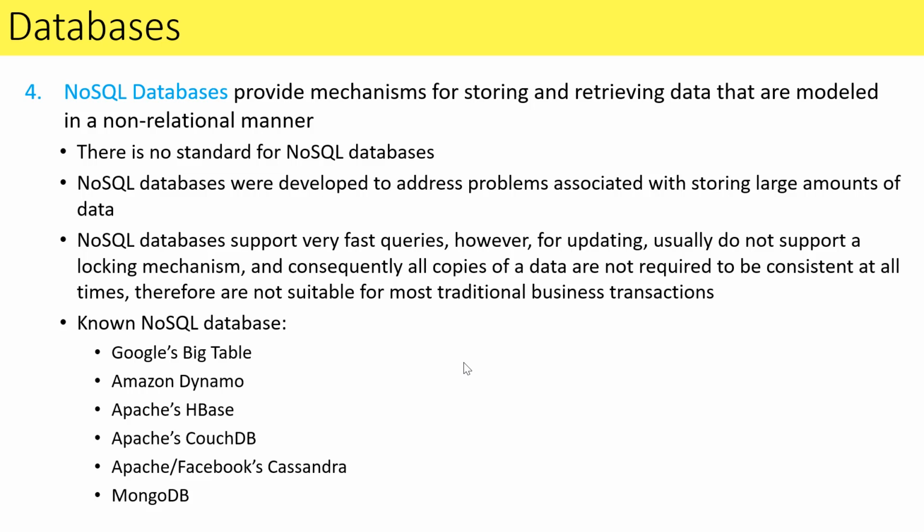These are examples. Apache databases are open source. You can go to apache.org, search for HBase or Couch or Cassandra, and download and install and work with them. MongoDB has two versions, a community version which is free and a commercial one. So you can go to mongodb.com, download the database and install it. It's a great big data database.